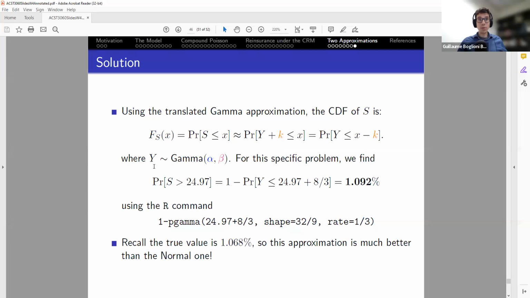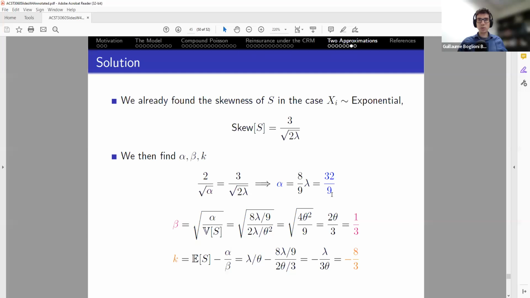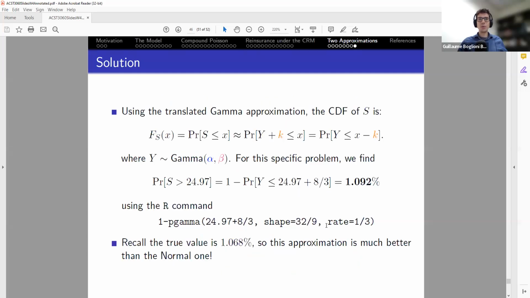So here, for our specific problem, the probability that S is bigger than that value is 1 minus the probability that Y is smaller than, careful here, the value minus K, but K is negative, so it's like minus minus 1/8, so it's plus 8/3. You get, using this command in R, 1 minus the CDF of a gamma at those values. Careful, in R what we call alpha is the shape parameter, 32/9, and then the rate parameter is 1/3. Okay, you get this value. Try it for yourself, you'll get this.